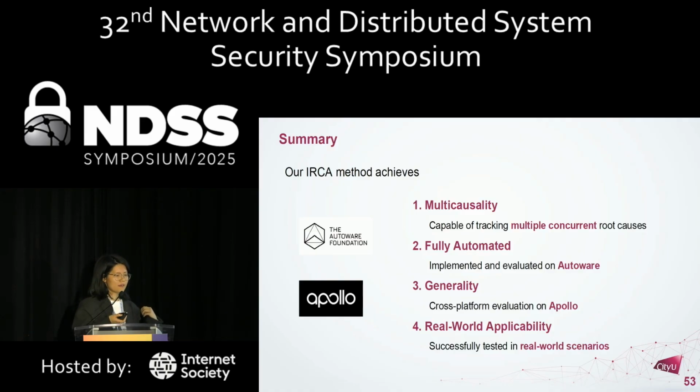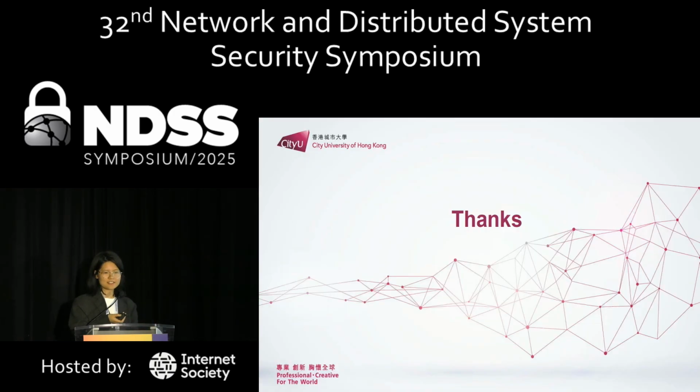In summary, our method is capable of tracking multiple concurrent root causes, and it is fully automated and general. We have proven its effectiveness on 2 open source autonomous driving systems, such as Autoware and Apollo, and we have also proven its practical effectiveness in the physical world. That's all. Thank you.